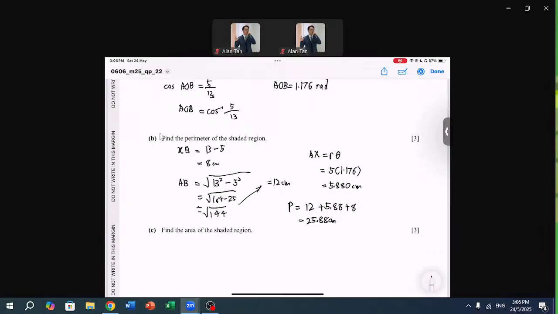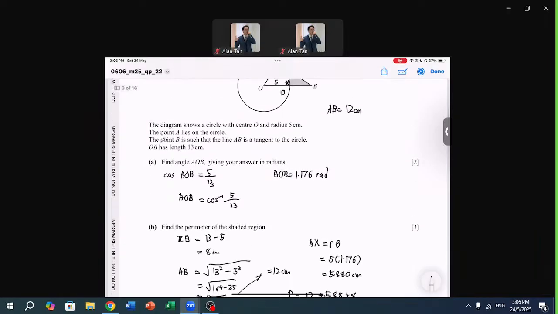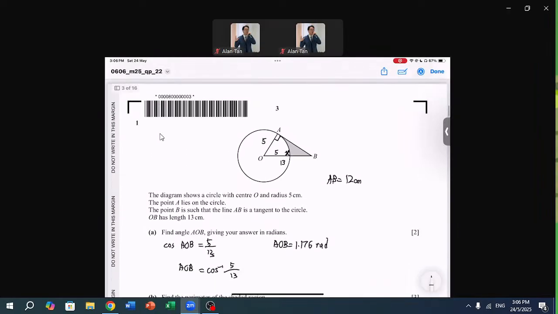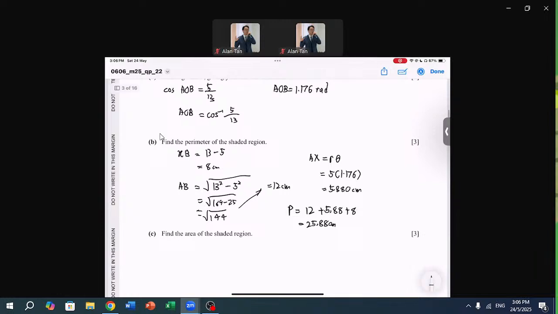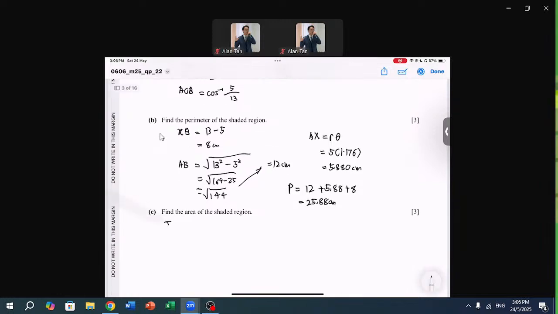Next question. Find the area of the shaded region. Now the area of the shaded region, we're going to use the same idea. This is a common question that we see in IGCSE. We're going to use the area of the triangle minus the sector area to get the shaded region.